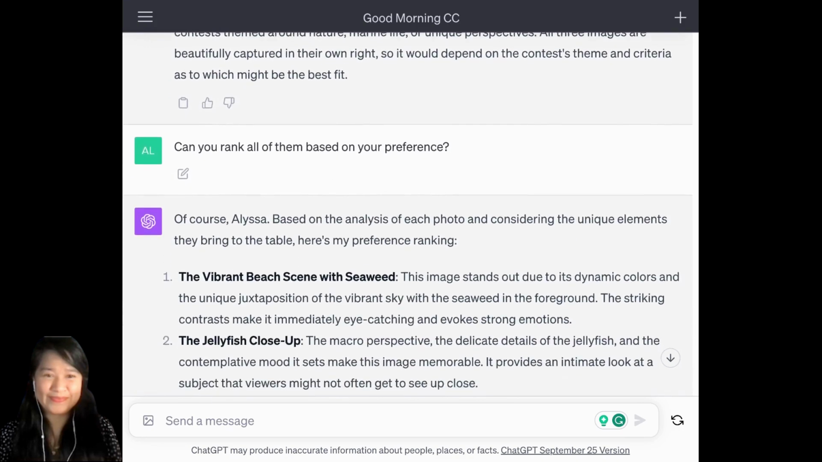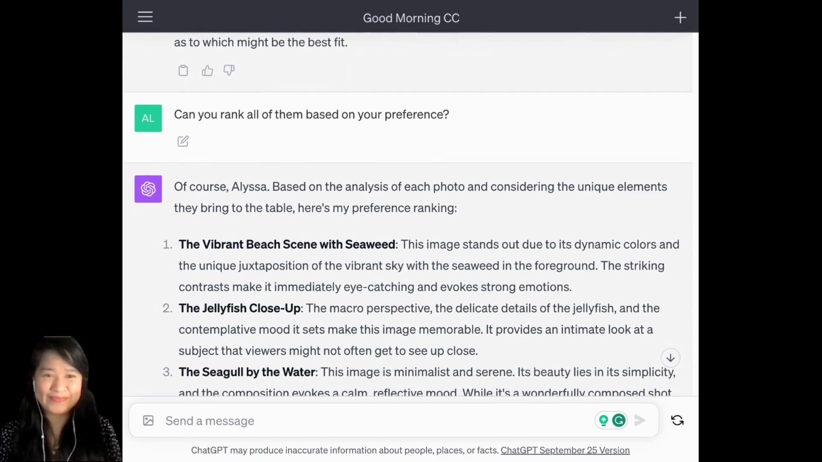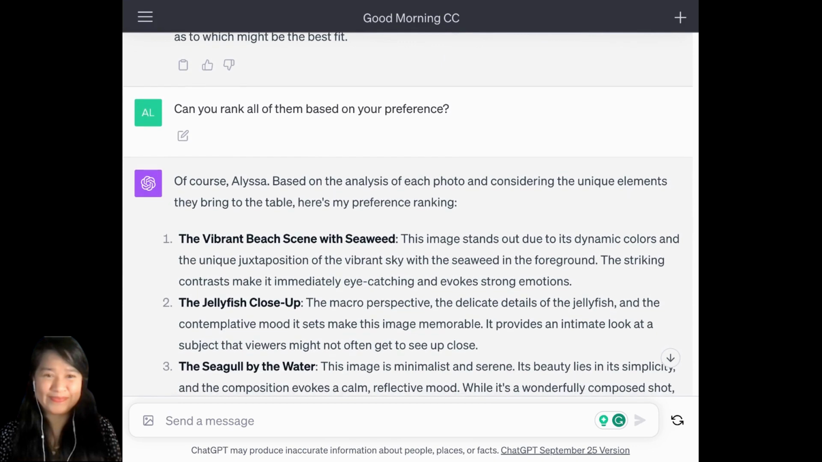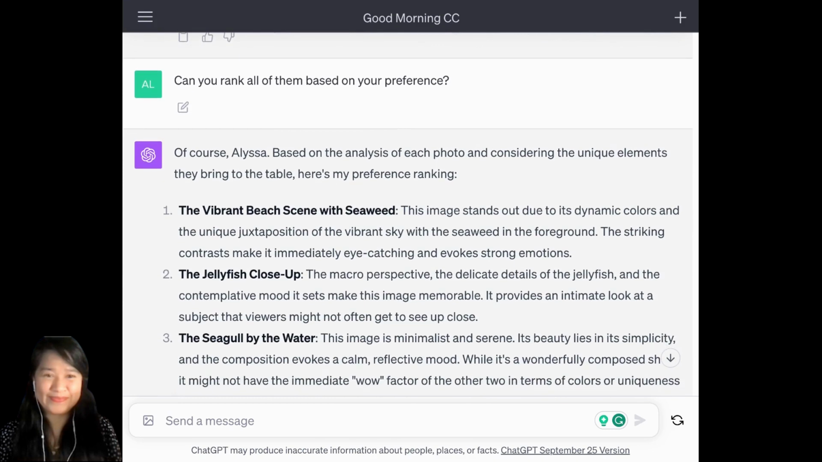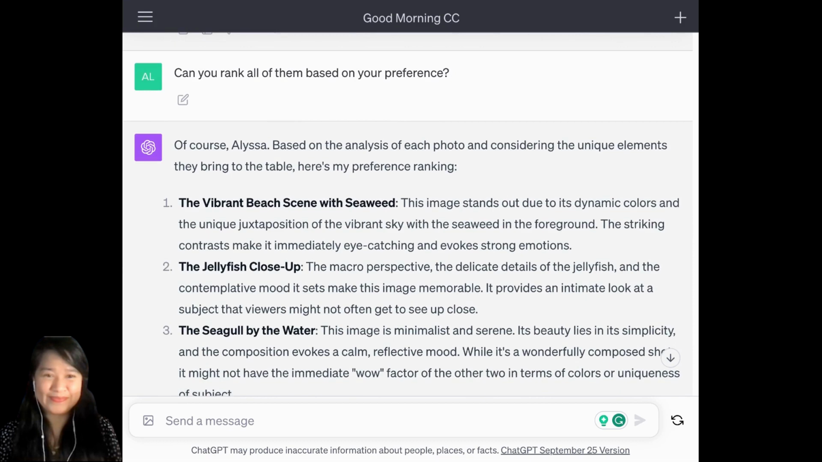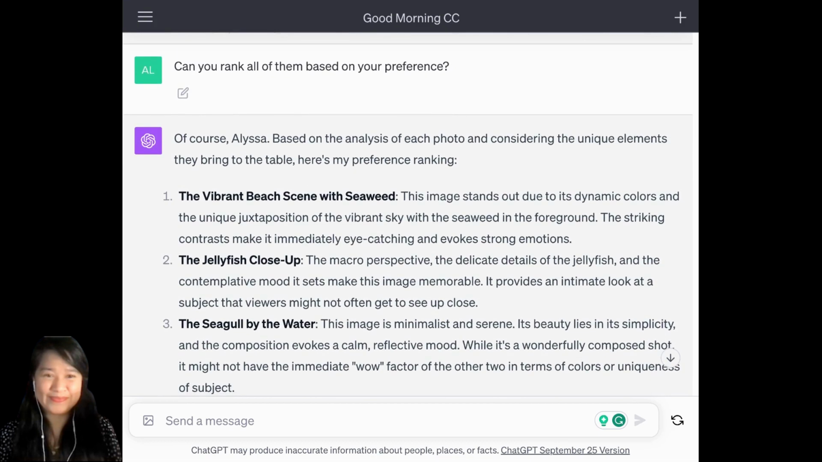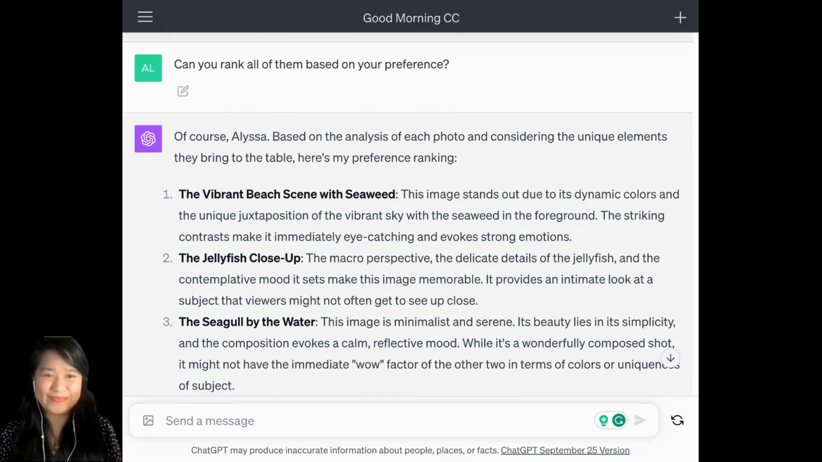So, of course, Alyssa, based on the analysis of each photo and considering the unique elements they bring to the table, here's my preference ranking. The first one is the Byron Beach scene with seaweed. Second is the jellyfish close-up, and the third one is the seagull by the water.